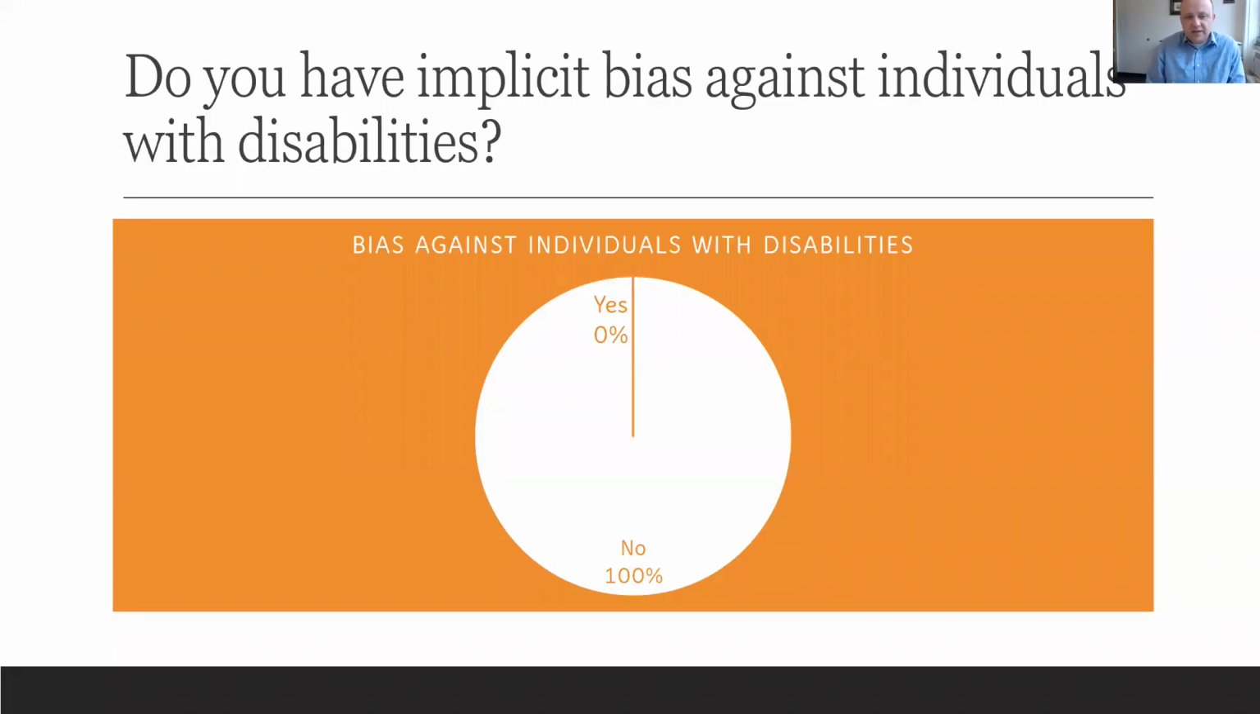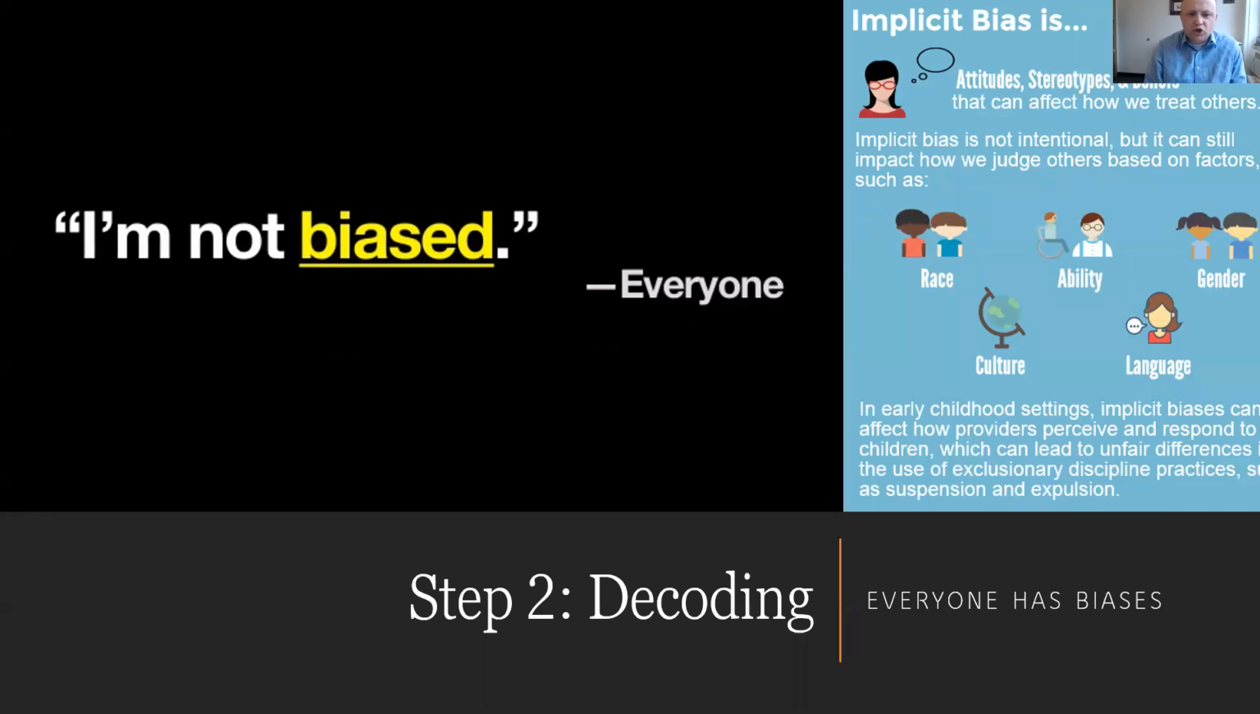I have the students take a short little test. I just ask them, do you have implicit bias against individuals with disabilities? And in this class of 22 individuals, 100% came back saying, no, I don't have any bias against individuals with disabilities. Absolutely nobody in the class at the beginning of this lesson could identify that they had implicit bias against individuals with disabilities. So from there, I went on to step 2, decoding this concept, decoding this bottleneck.